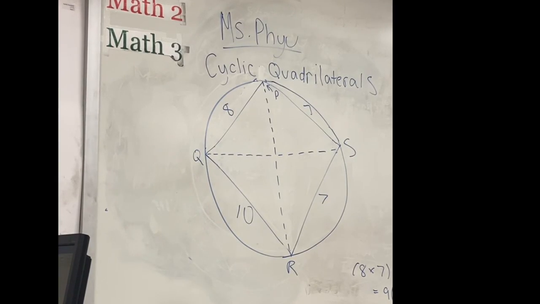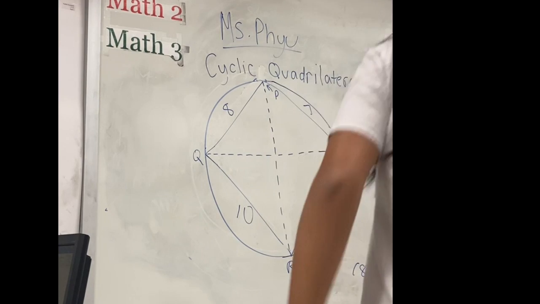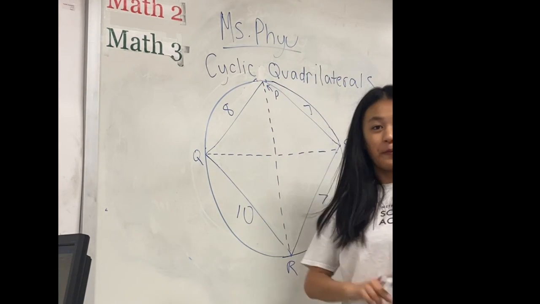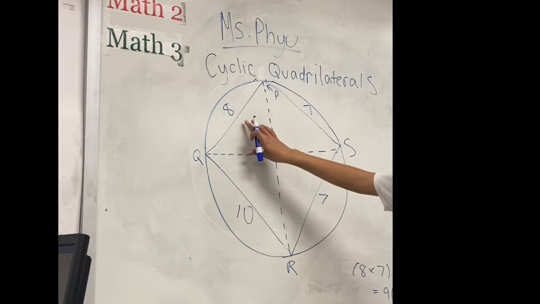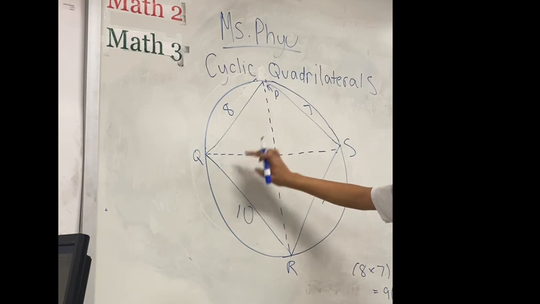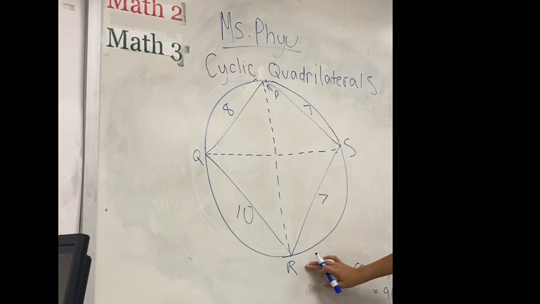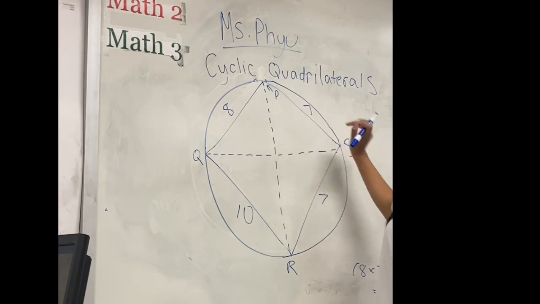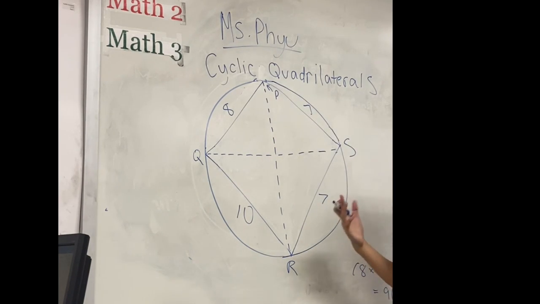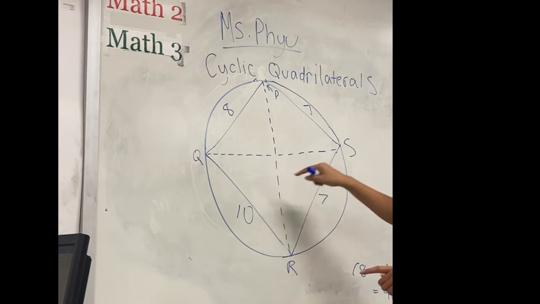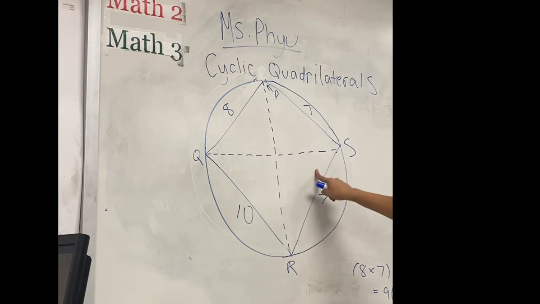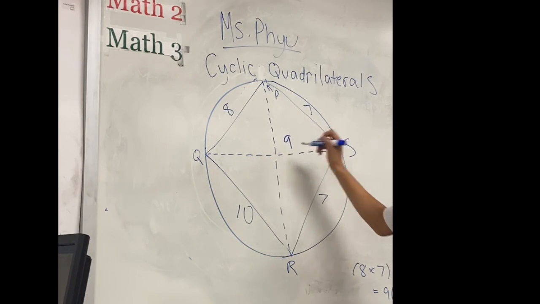For practice problem number 2, we have a cyclic quadrilateral. We have that QP is 8, QR is 10, RS is 7, and PS is also 7 for the side lengths. Also, we know that QS is 9, and we want to find PR.